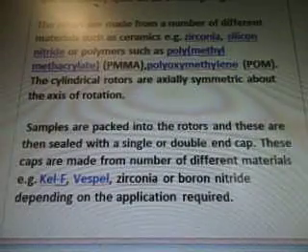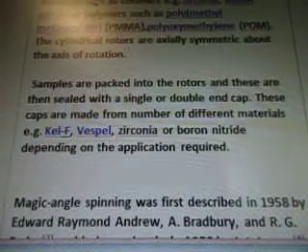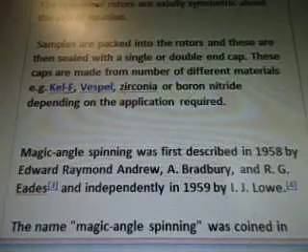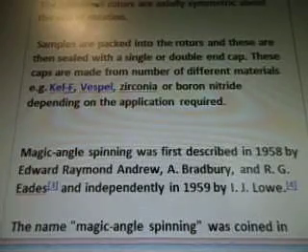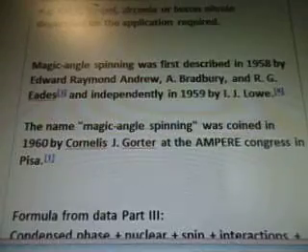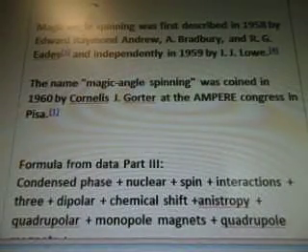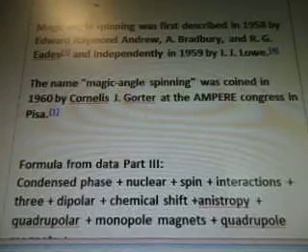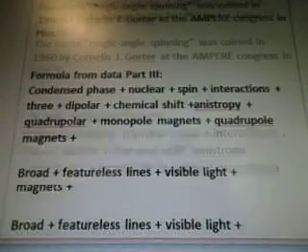The cylindrical rotors are axially symmetric about the axis of rotation. Samples are packed into the rotors, and these are then sealed with a single or double end cap. These caps are made from a number of different materials, example Kel-F, Vespel, zirconia, or boron nitride, depending on the application required. Just so you know, each of these keywords that are in this particular data actually create another 20 videos of formulas to go with them as well. So magic angle spinning was first described in 1958 by Edward Raymond Andrew, A. Bradbury, and R.G. Eades, and independently in 1959 by I.J. Lowe. The name magic angle spinning was coined in 1960 by Cornelius J. Gorter at the Ampere Congress in Pisa.